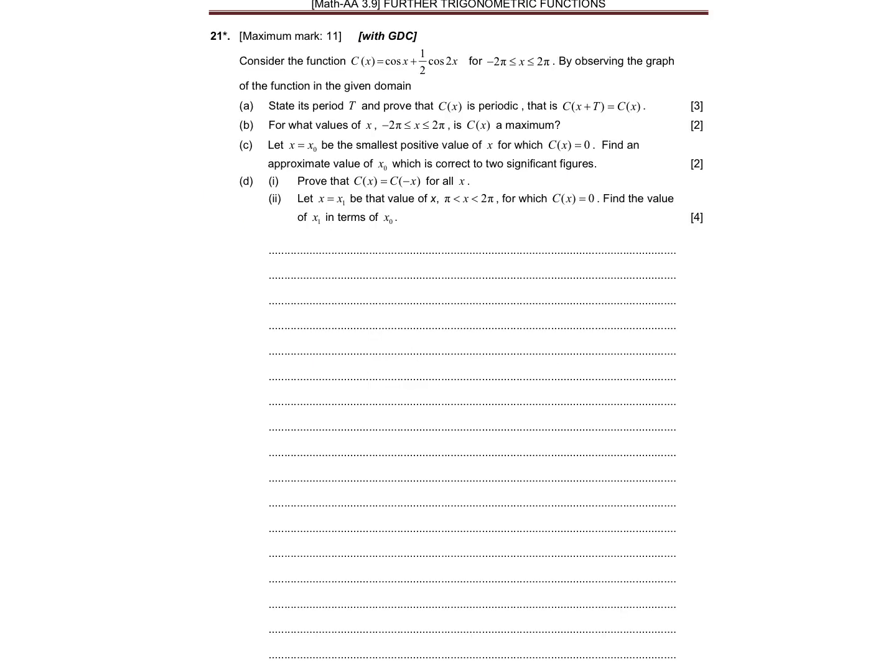All right, consider this function from negative 2 pi to 2 pi. By observing the graph, state its period and prove that it's periodic. Okay, so we have to graph it. So I just graphed it. One max is at 0. The next one's at 6.28, which is 2 pi. So the period is 2 pi.